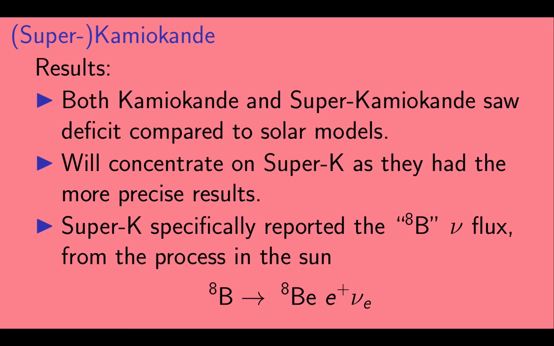Okay, so let's look at their results. Both Kamiokande and Super-K saw a deficit of neutrinos compared to what was expected from solar models. We'll look at Super-K as they had the more precise results. They specifically looked at the boron-8 neutrino flux, which is from the process in the Sun where boron-8 is converted into beryllium-8, a positron, and an electron neutrino.